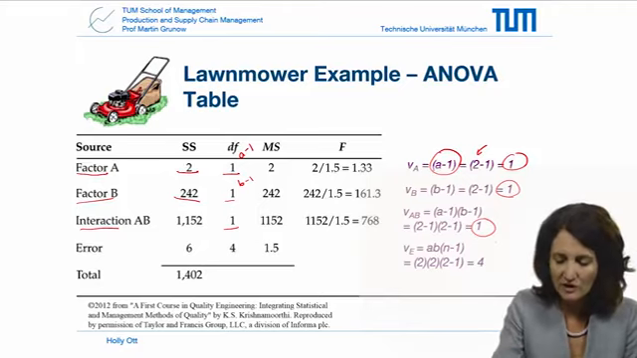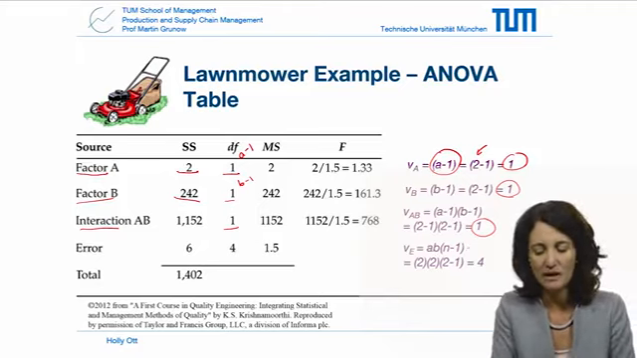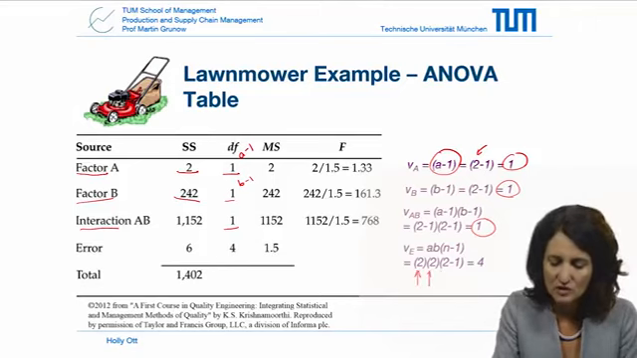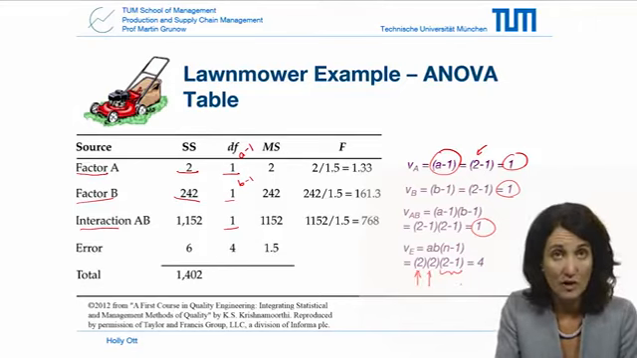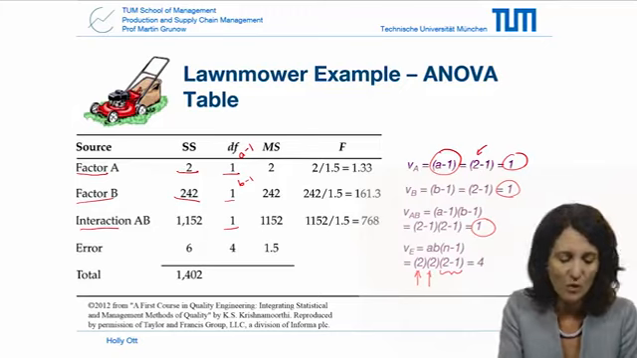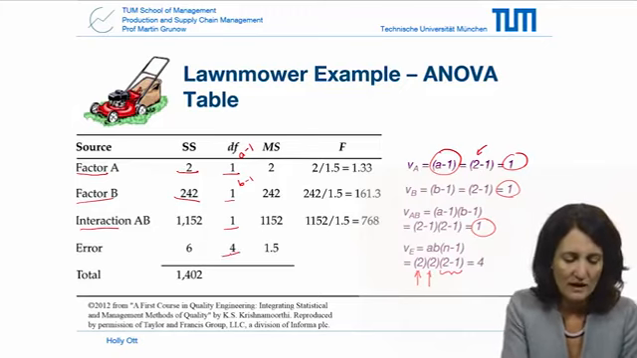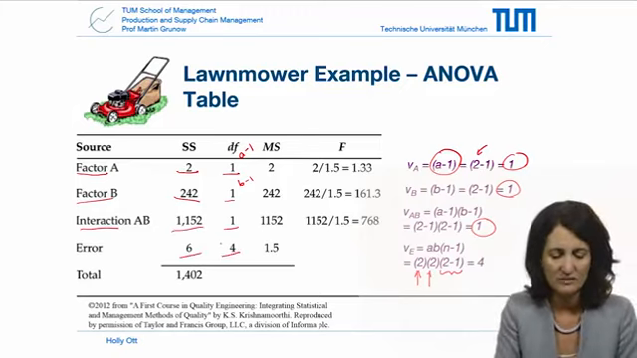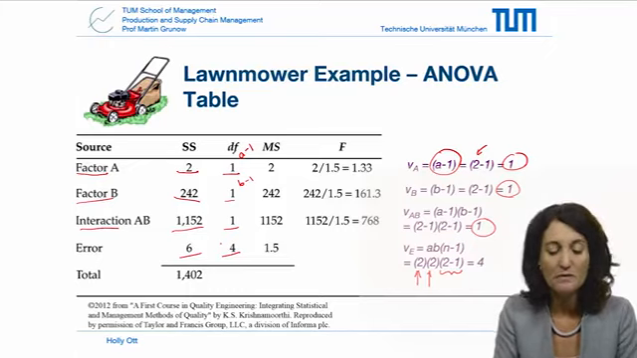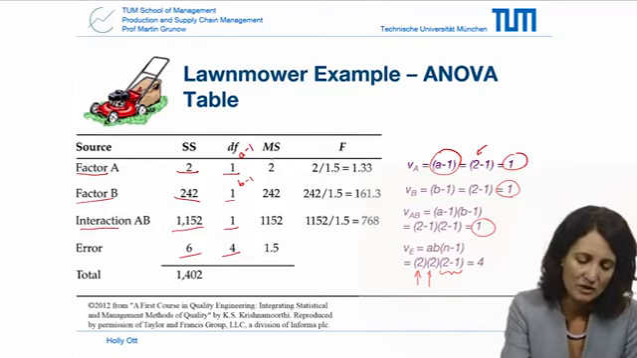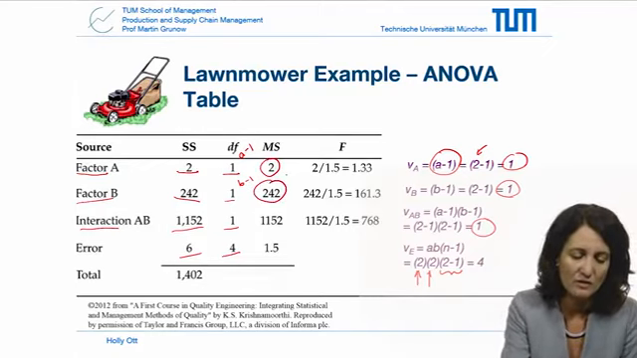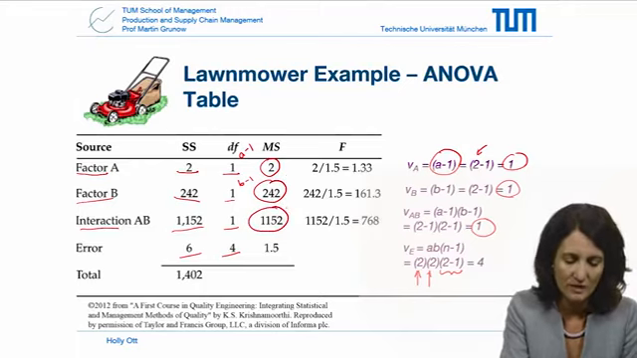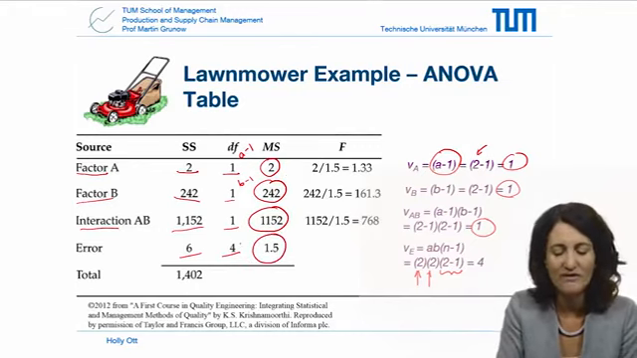And for the error, the degree of freedom is AB times n minus 1. So we have 2 times 2 times 2 replicates minus 1, which is 4 degrees of freedom. And these were all the values we calculated. The mean square is the sum of squares divided by the degrees of freedom. Here we get 2 over 1 is 2, 242 over 1 is 242, 1,152 divided by 1 is 1,152, and 6 divided by 4 is 1.5.